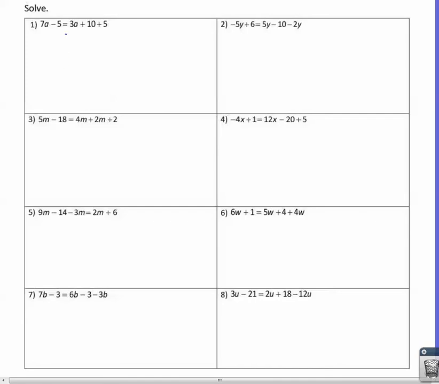So in problem 1, I'm going to draw my line and you want to look at the left side of the equation. Is there anything that you can combine? No, there is not. So let's look at the right side. Is there anything you can combine? Yes, a positive 10 and a positive 5. So when I combine them, I get 7a minus 5 equals 3a plus 15.